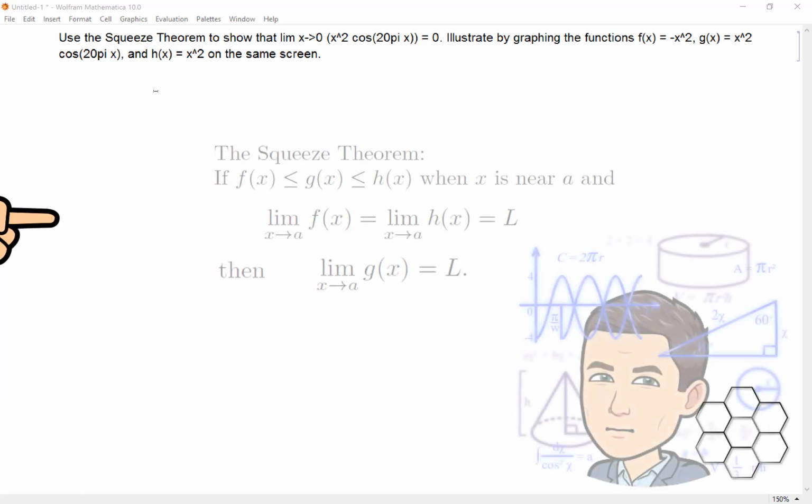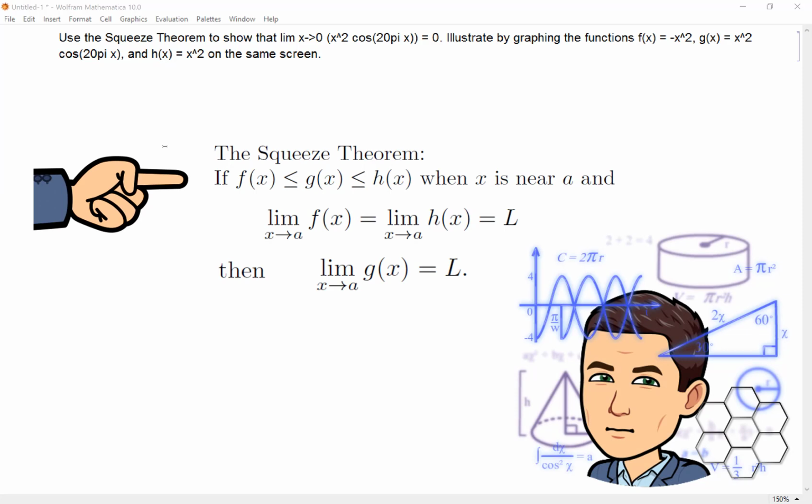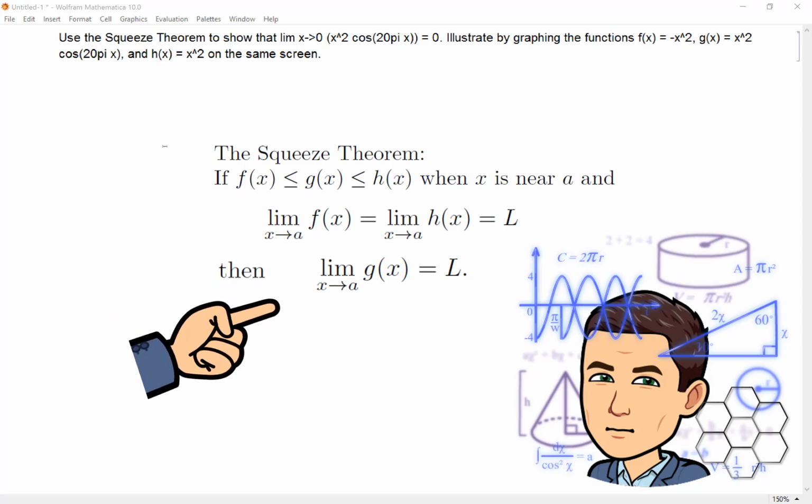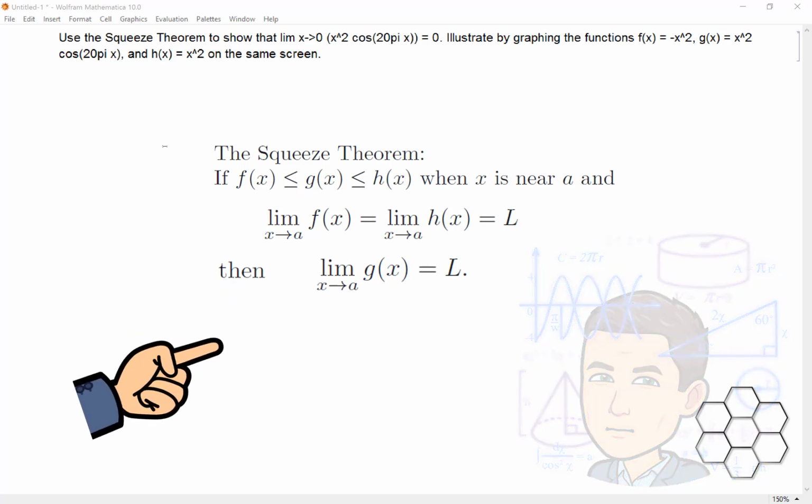Now the squeeze theorem says that if you have three functions, f of x, g of x, and h of x, that are all continuous at a given point, where f of x is less than or equal to g of x, which is less than or equal to h of x, so in other words the g of x function is trapped in between f of x and h of x, and if the limits of those two equal the same thing at a given point, then the limit of the one in the middle, g of x, has to equal that same limit.